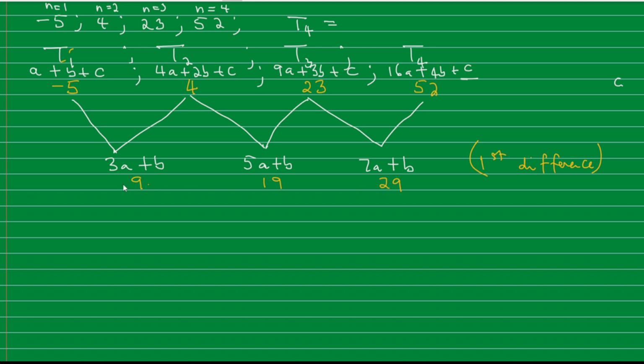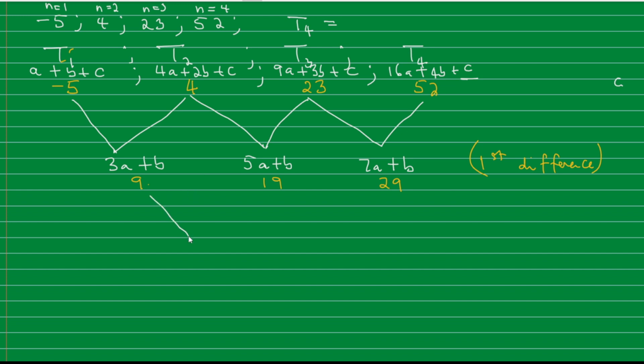So our row of first differences are 9, 19, 29, but when we generalize that, it will be 3a plus b, 5a plus b, 7a plus b. So take note of these numbers, because those are the terms that we are going to use when we are going to solve questions. We will get into the examples very soon. Now, we've got our row of first differences. Now let's come to the second differences.